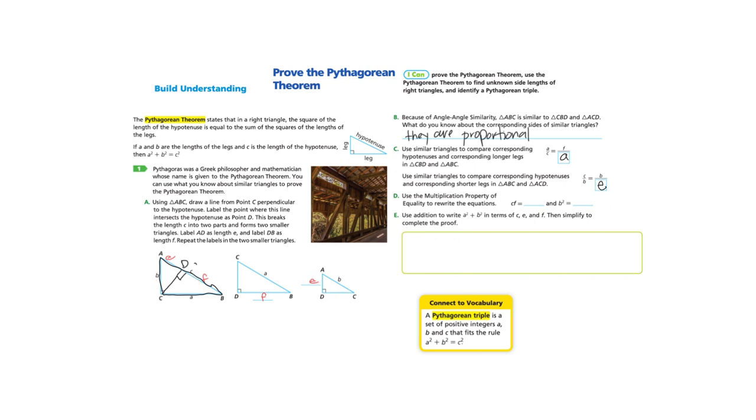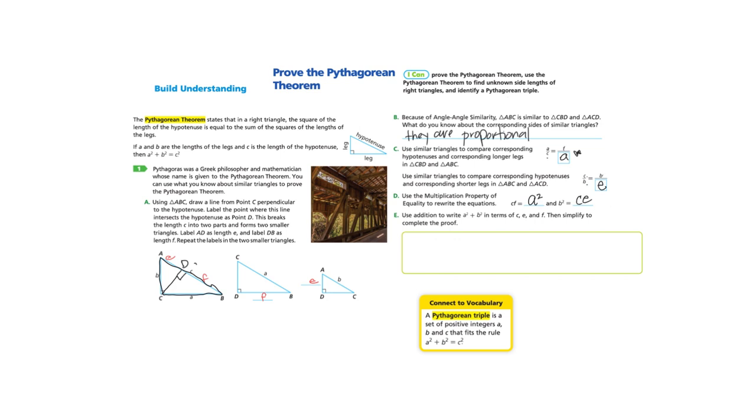In D, they say use the multiplication property of equality to rewrite the equations. So that means CF would equal A squared. They're saying if A over C in this one equals F over A, then I can multiply F times C, and that should give me A times A, which is A squared. And then here, C times E equals B times B, or B squared equals CE.